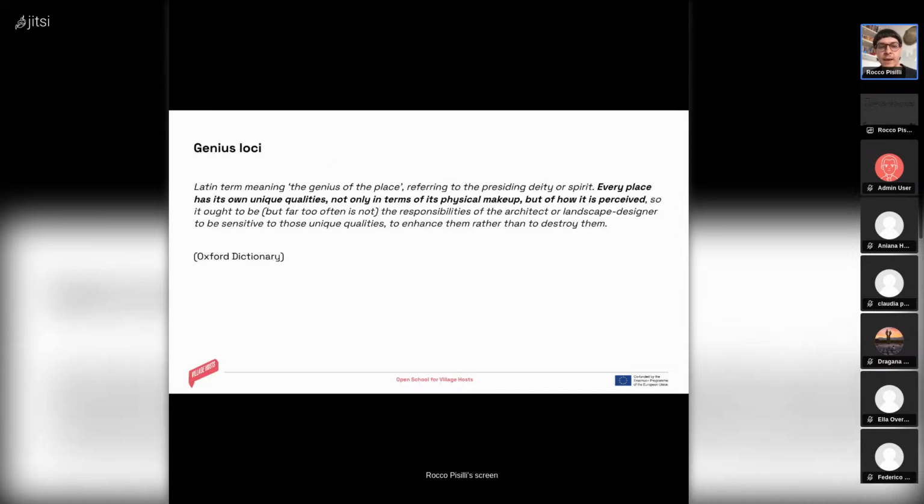So in Latin, there is a word, genius loci. In English, it means the genius of the place. Every place has unique qualities, and it's not just about landscape or how it looks, as we were discussing before with some examples, but also about how the place is perceived. So what's special in that place?